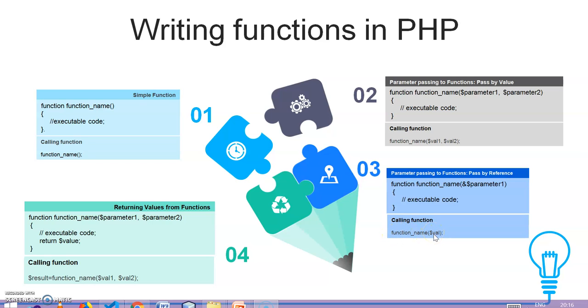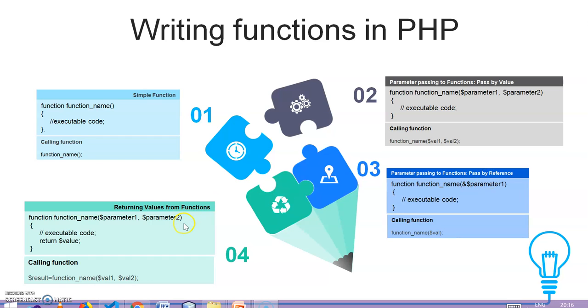In this case, this value will be passed by reference, meaning it will pass the reference of this variable val to the parameter, so that in this executable code if we make a change to the value with parameter 1, that change will happen to the value associated with this variable val. This is pass by reference.